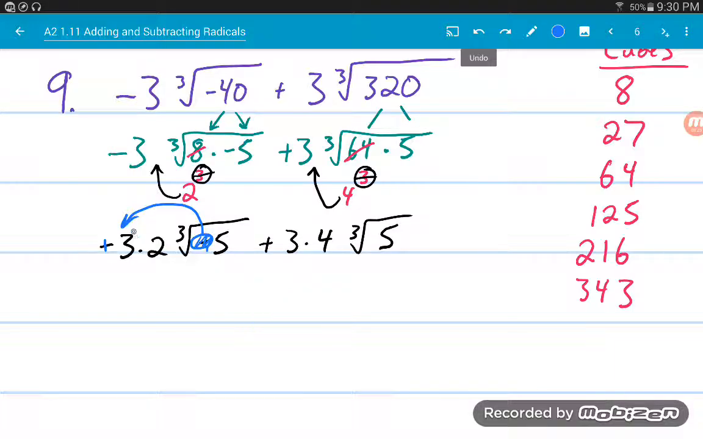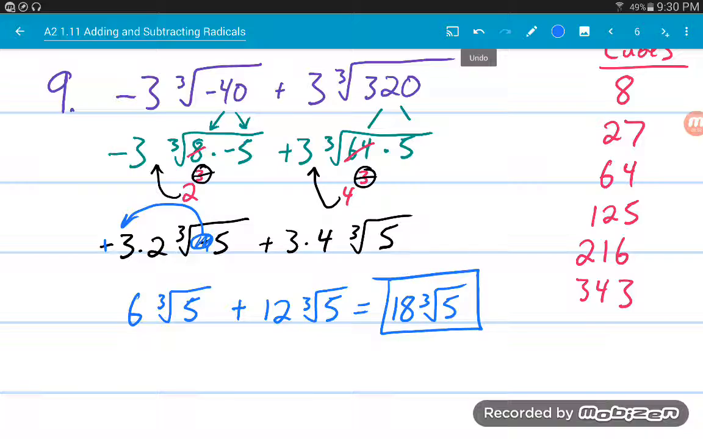So let's simplify this a little bit. Positive 3 times 2, it's going to be 6, cube root of 5, plus 12, cube root of 5. And if I've got 6 cube root of 5s, and you've got 12 cube root of 5s, and we add them together, we collectively have 18 cube root of 5s. You know, because 6 plus 12 is 18.